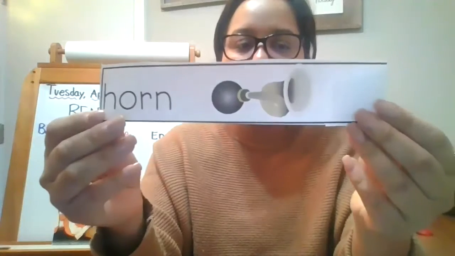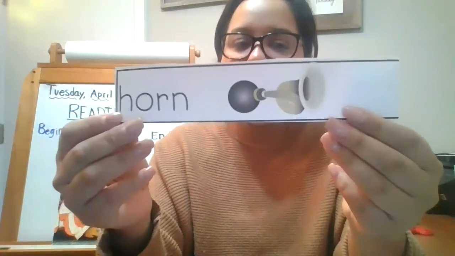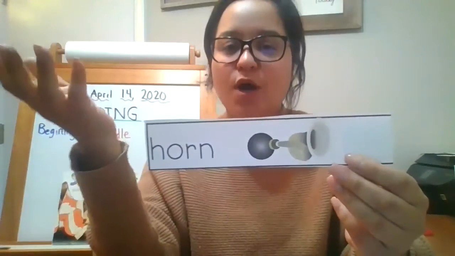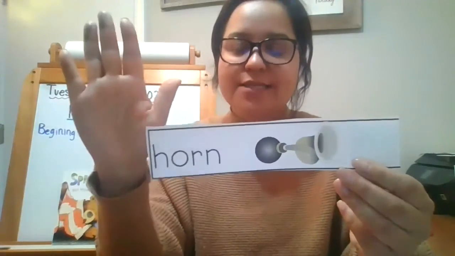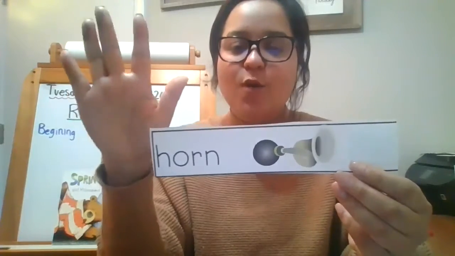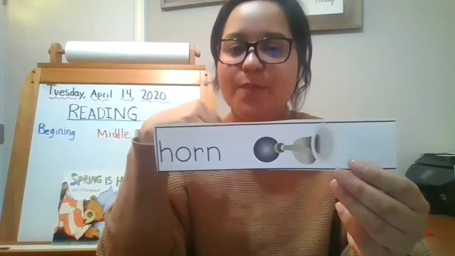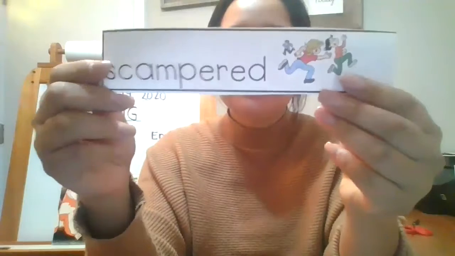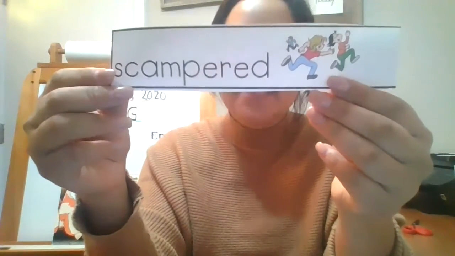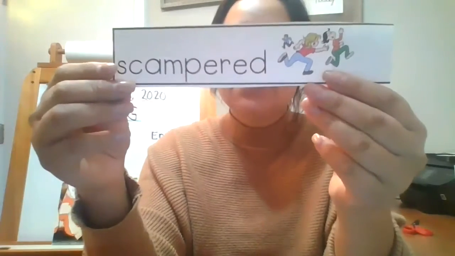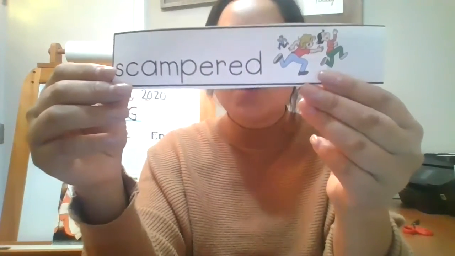Okay, word number five is horn. So horn is an object to make a loud noise. For example, when you are in the car and you press in the middle of the steering wheel, that is called a horn that goes beep beep. So la palabra horn en español significa trompeta o bocina. Okay, word number six is scamper. So scamper means to quick run, like a quick, very fast run. So en español la palabra scamper significa corretear.